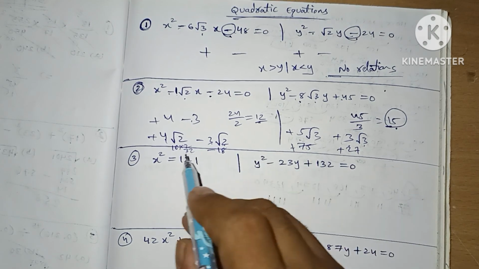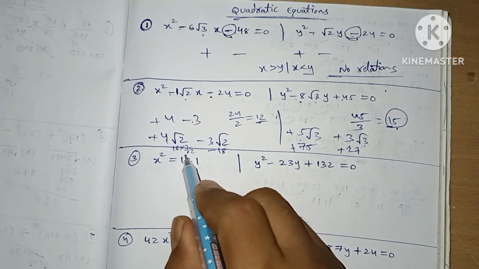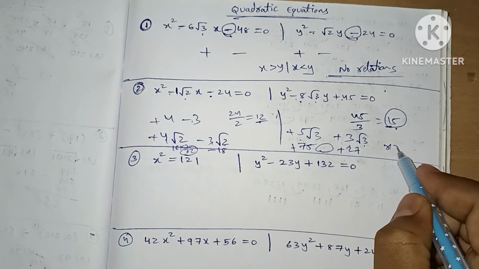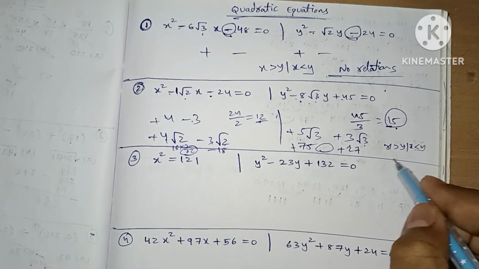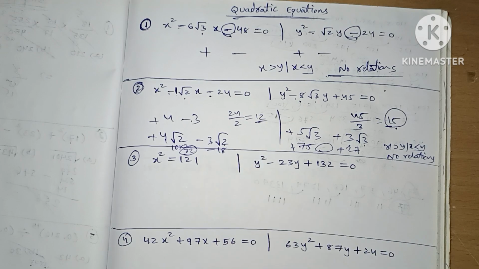Now these are the numbers we have. By comparing these two, it is clear that 32 comes in between these two numbers. So x is greater than y and x lesser than y comes here. There is no relation established in between these two equations.